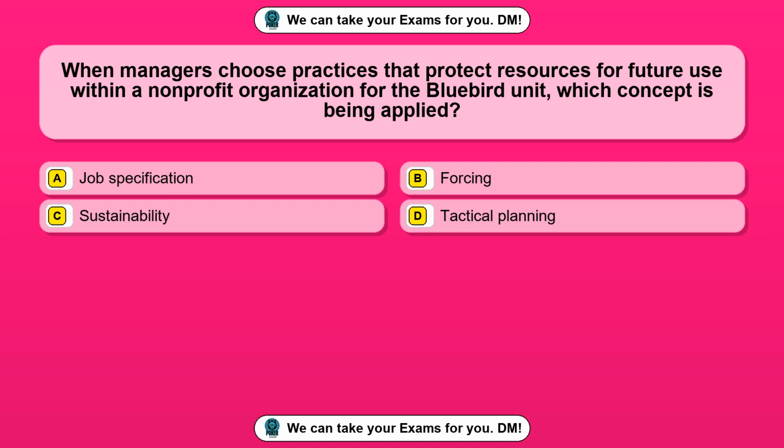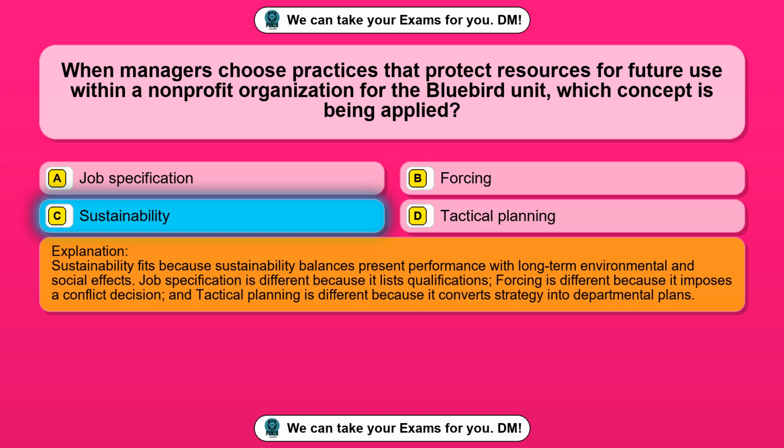Question 85. When managers choose practices that protect resources for future use within a nonprofit organization for the Bluebird unit, which concept is being applied? Option A, job specification. Option B, forcing. Option C, sustainability. Option D, tactical planning. The correct answer is option C, sustainability.